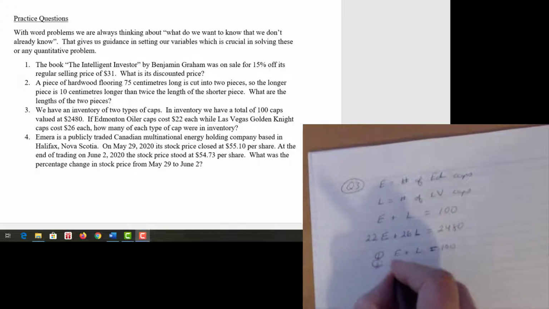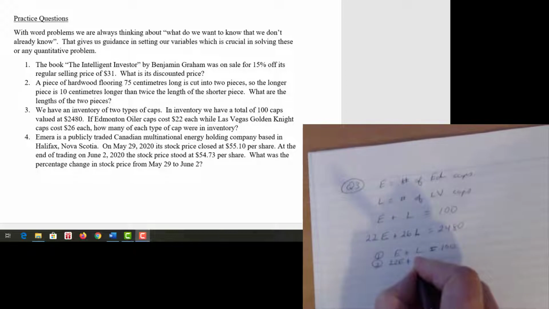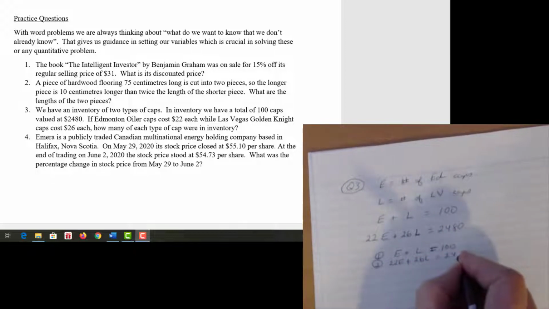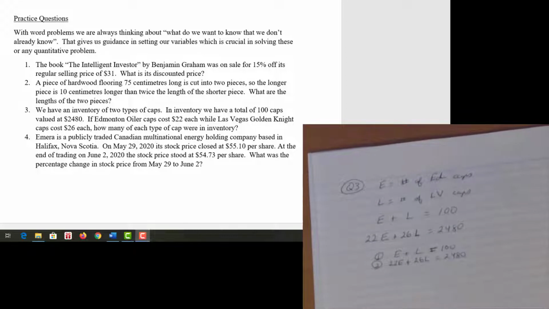And my second equation will be the 22E plus the 26L equal to 2480, the cost equation. Now, we want to eliminate one of these variables. The logical one is, since this is being recorded in 2020, we'll eliminate the Oilers, because the Oilers were eliminated before Las Vegas. Right now, as of recording, Las Vegas is playing the Chicago Blackhawks, so who knows what will happen. But Edmonton was definitely eliminated, so let's eliminate the Oilers here.